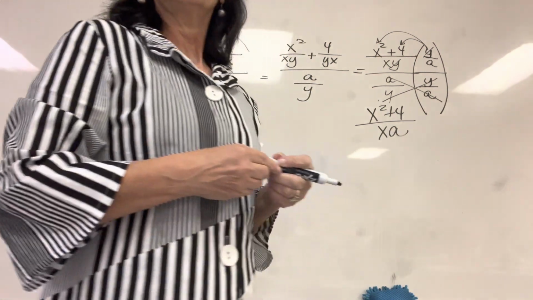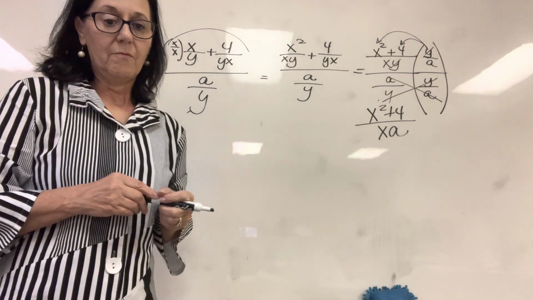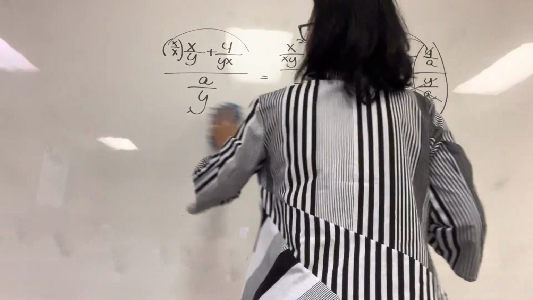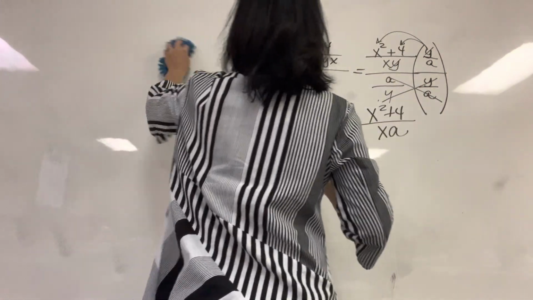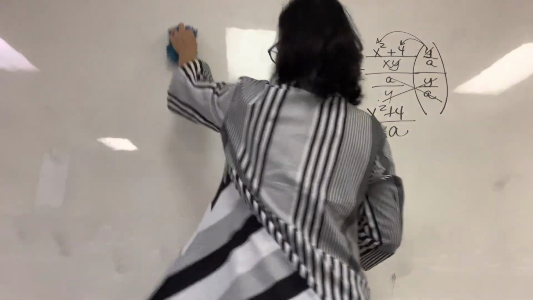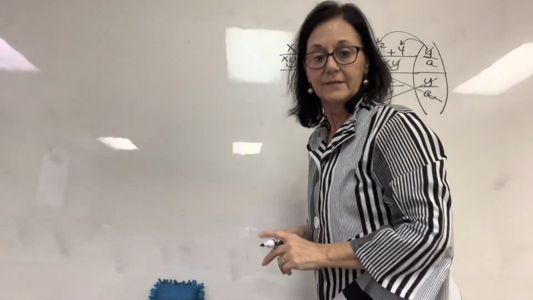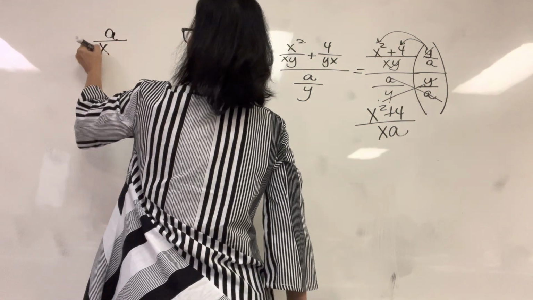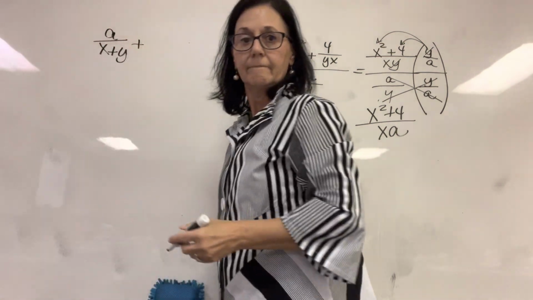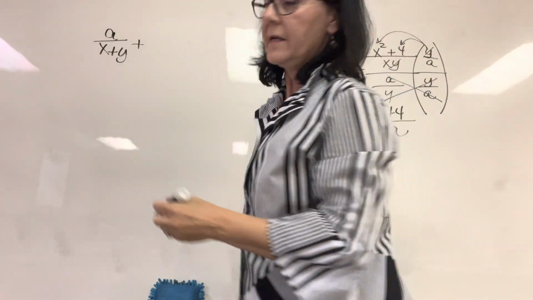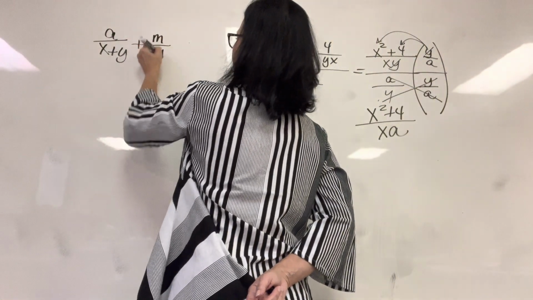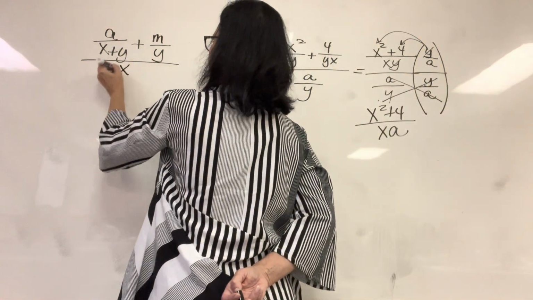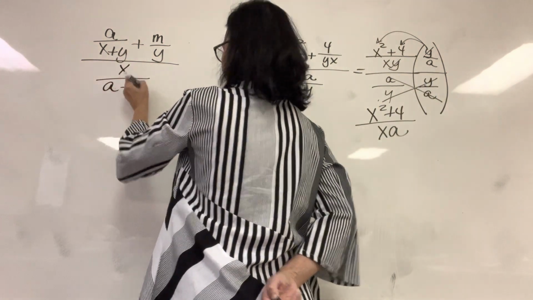All right, the next one is obviously a little more complex. I hate that I have to erase, but I do need to erase. A over x plus y plus m over y, all over x over a plus m. All right.